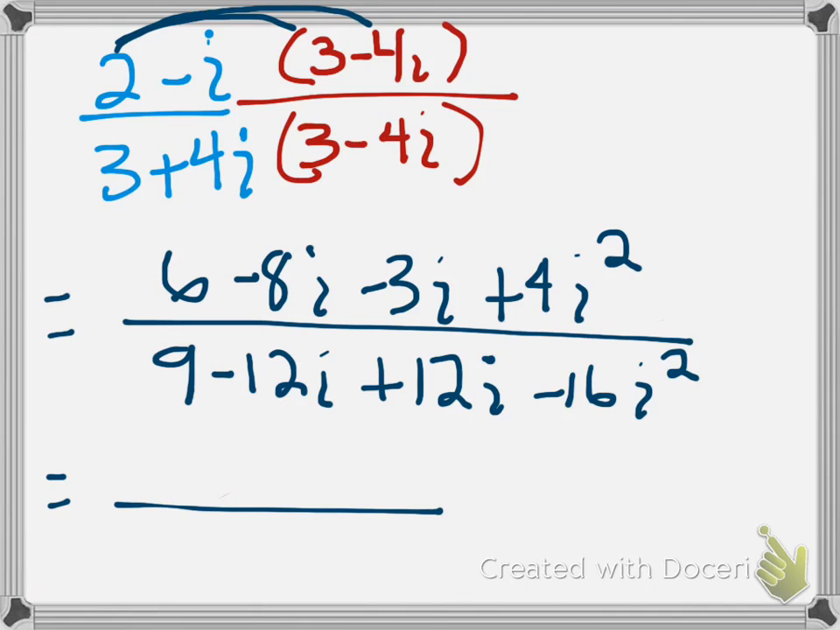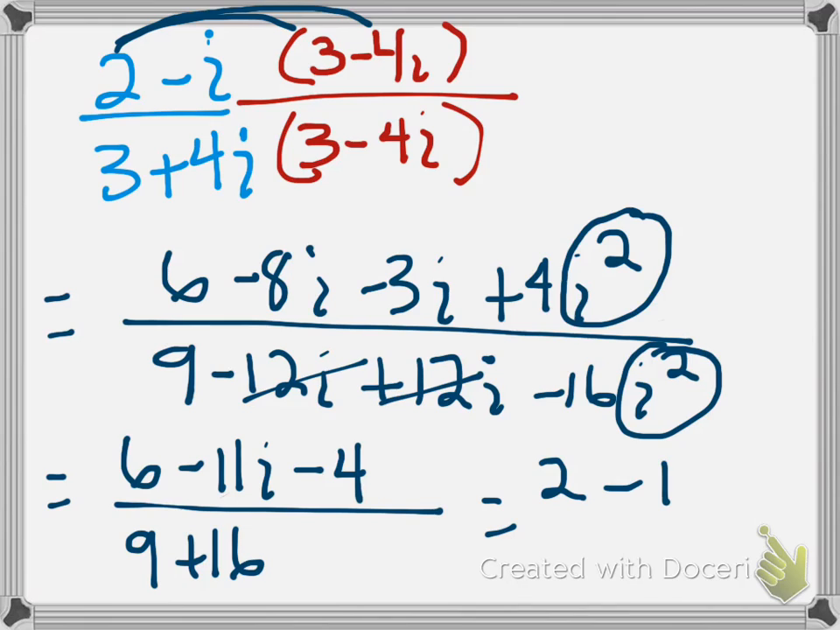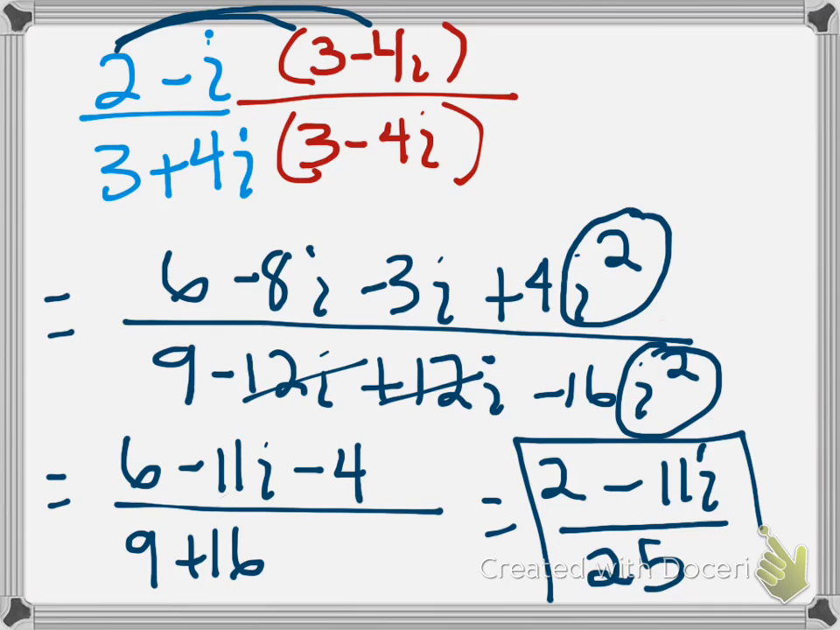It looks like on top I ended up with 6 minus 11i. This i squared, remember, turned into a negative 1, so that'll become a negative 4. On the bottom, it looks like those canceled, and I get 9. Again, this i squared turned into a negative 1, so I got a plus 16. So I ended up with 2 minus 11i all over, and then the 9 plus 16. 25. Ta-da!